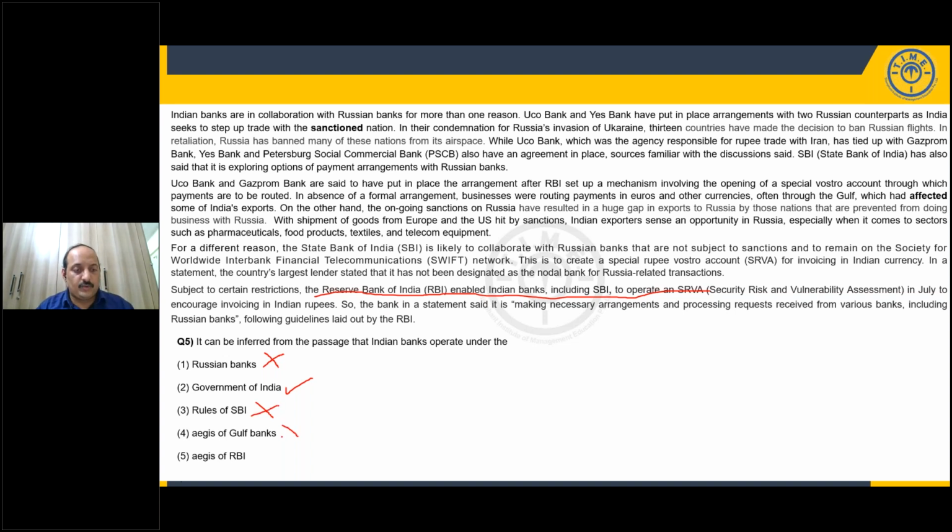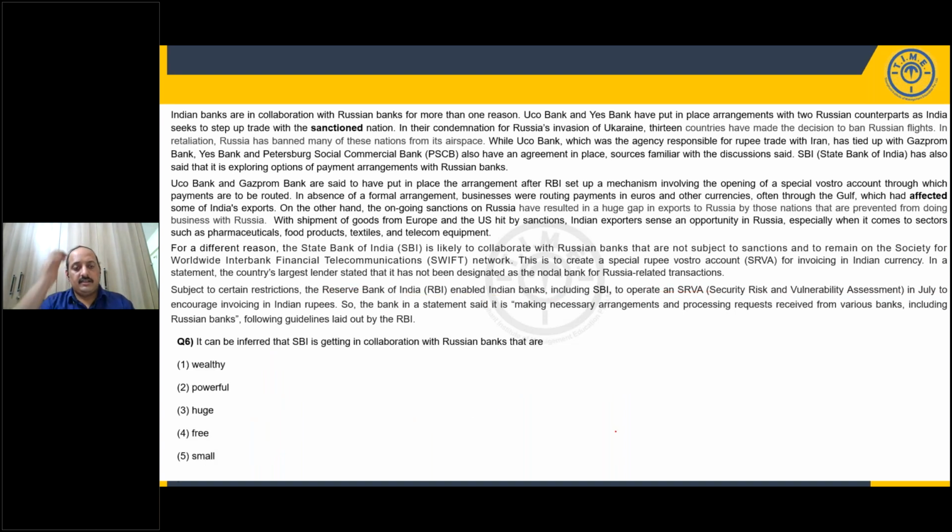The aegis of Gulf banks. Now, what does aegis mean? Control, protection, control, etc. But do the Indian banks work under the control of the Gulf banks? Absolutely not. So option 4 gets eliminated. Aegis is control or protection. And lastly, option 5 says under the aegis of the RBI, which is what we were talking about. So between 2 and 5, therefore, I can go for option number 5 because that's more specific to the discussion, whereas 2 is relatively general. So Indian banks operate under the aegis of the RBI. Option number 5 would be the right answer.